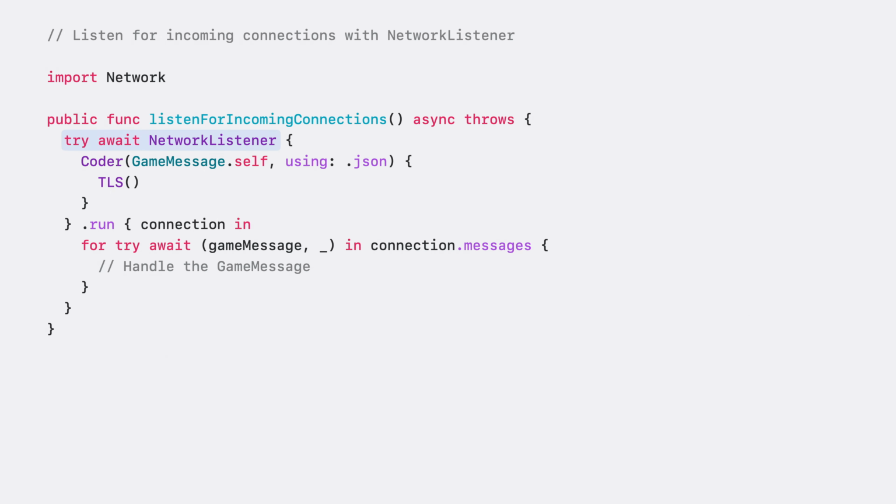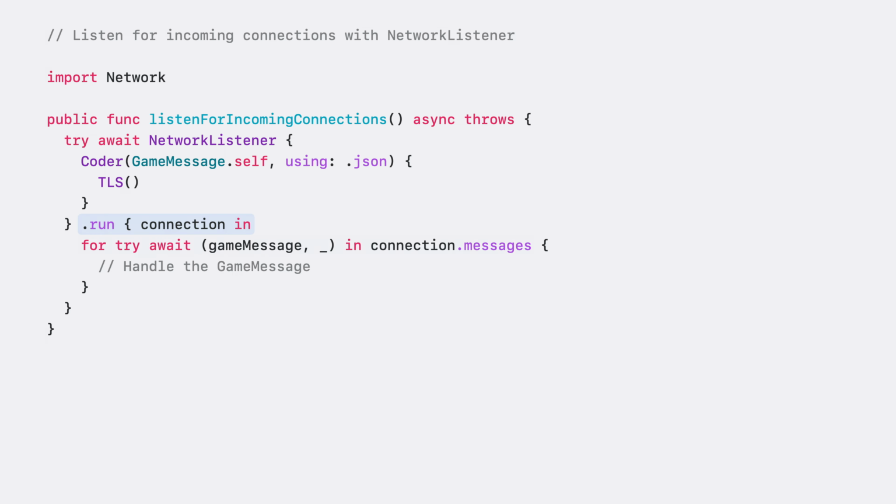I create my Network Listener declaratively by specifying a protocol stack. In this example, my incoming connections will be able to send and receive game message objects that are encrypted by TLS. Calling run on Network Listener will begin delivering new incoming connections to the handler I passed into run.